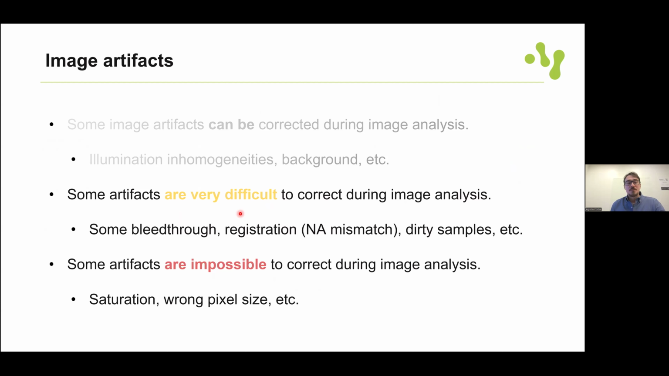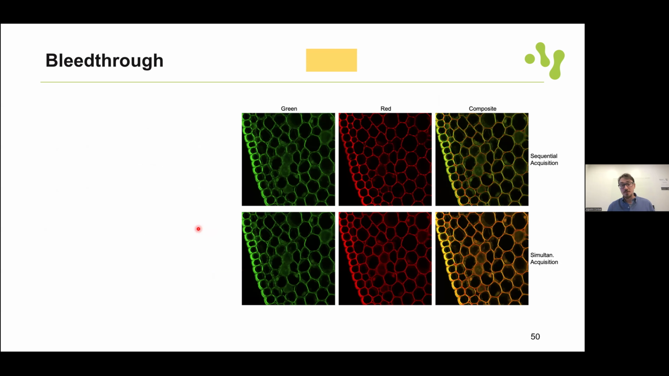And there are other artifacts that are very difficult to correct, or even impossible. These ones you definitely should do your best to avoid during image acquisition. One of them is bleed through. This happens when you have a couple of fluorophores whose spectra are so close to each other that, if you excite them or choose the wrong filter sizes, when you excite your sample and acquire the image, you will see both fluorophores in the same channel.